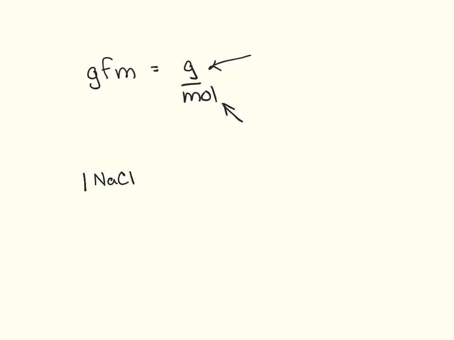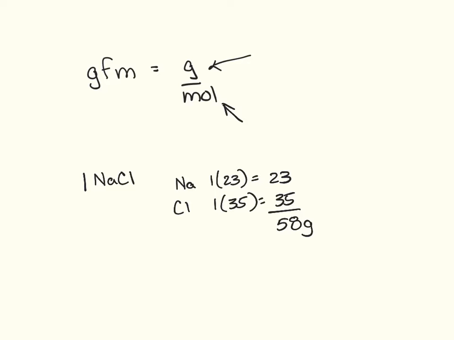So if I had 1 mole of sodium chloride, I would need sodium, which is 1, 23 is its mass, and chlorine, there's 1 of them, and 35.5, or we'll round to 35, is its mass. So that's 58 grams per mole. So if I wanted to give somebody 6.02 times 10 to the 23rd sodium chlorides, then I would have to measure out 58 grams of it.